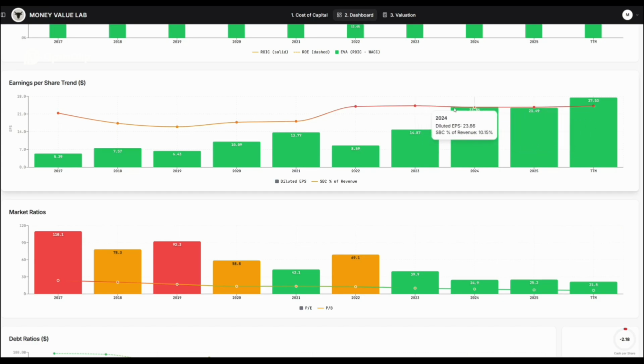And then you would probably see that stock-based compensation is growing and diluted earnings per share is decreasing, that would be a warning sign. But here you could see that earnings per share are growing. So nothing we need to worry about.